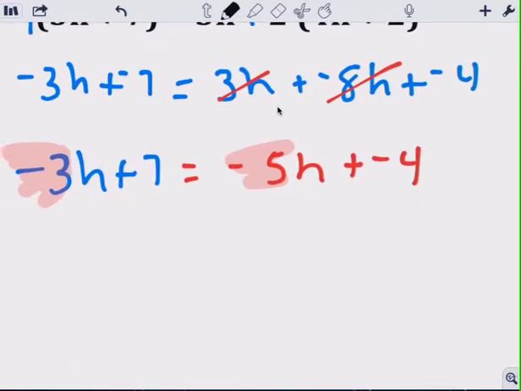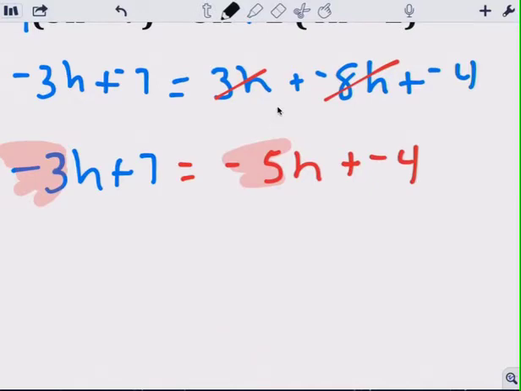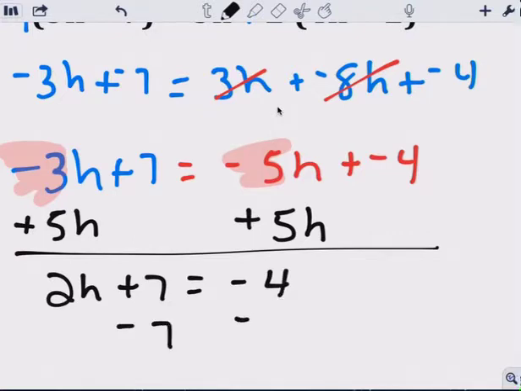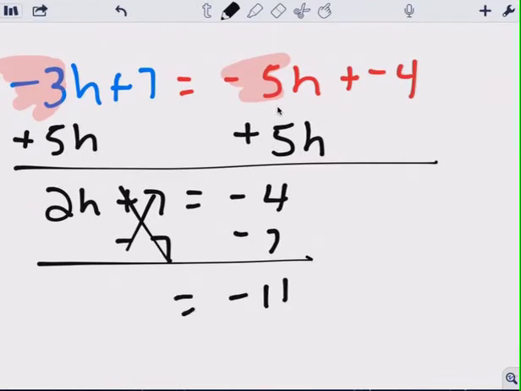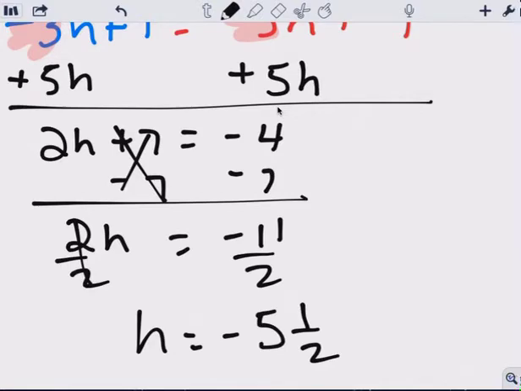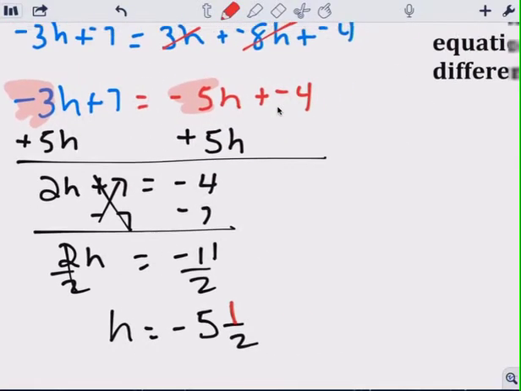Okay, so we have to take the smaller one. The smaller one is a negative 5, so I'm going to add 5 to both sides. That gives me a 2h plus 7 equals to negative 4, minus 7, minus 7. That gives me a negative 11 equals to 2h. Divide by 2, divide by 2. H is equal to a negative 5 and 1/2. It goes in 5 times with a remainder of 1. Remember, the remainder is your numerator.